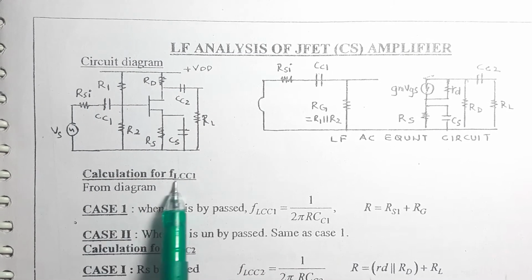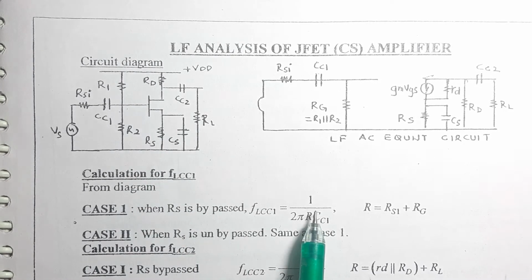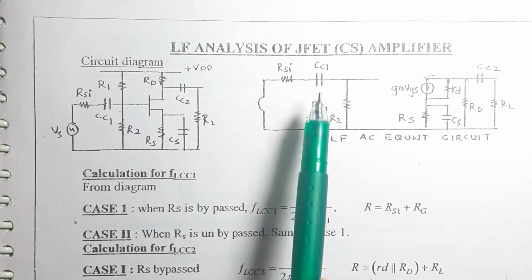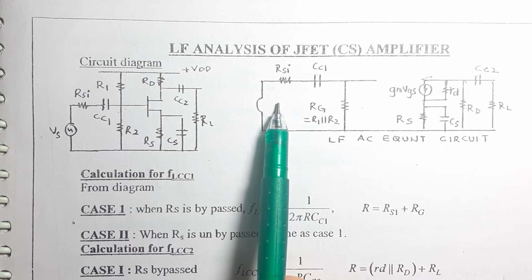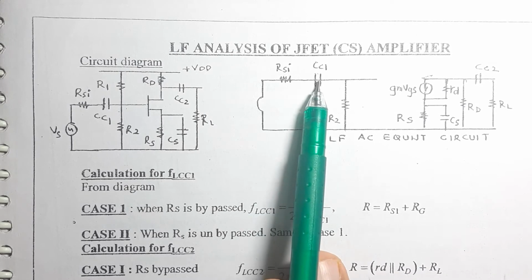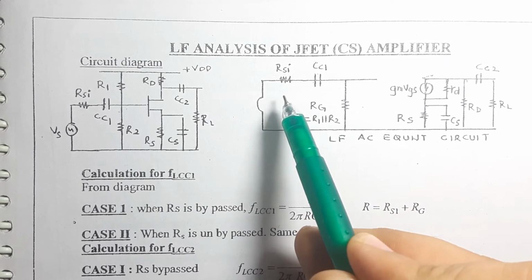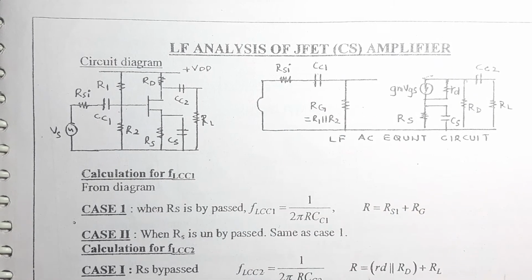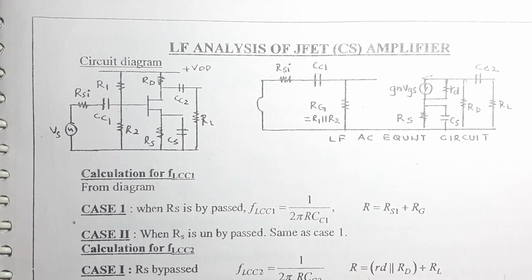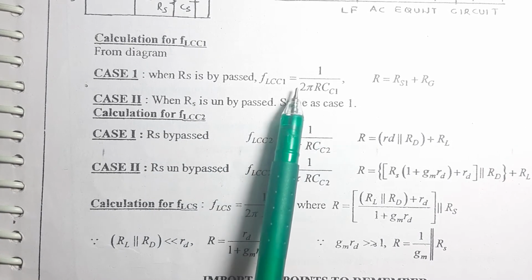Now the calculation for FLCC1 over here, when Rs is bypassed, is given as 1 upon 2 pi RCC1, where R, if you look carefully, is nothing but Rsi plus Rg over here. If you take a round loop from one plate of the capacitor to the other plate in a circular way, it will be nothing but Rs plus Rg. When your Rs is unbypassed, it is the same as case 1, so don't worry about it, it is still the same formula.